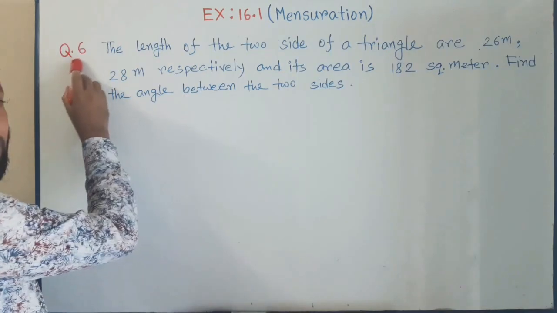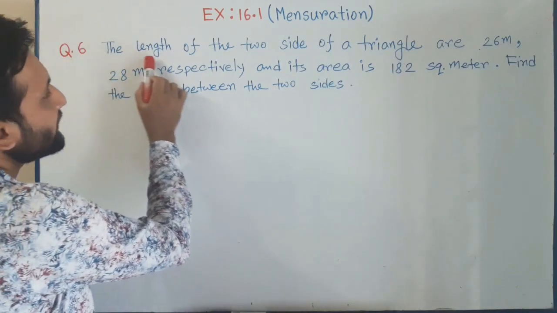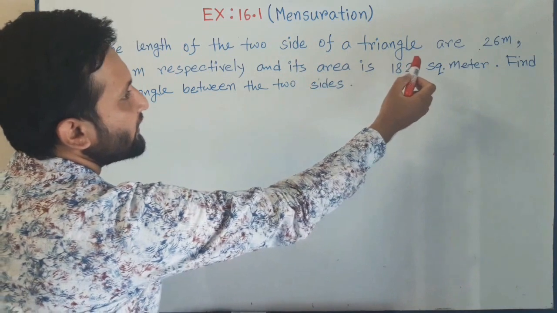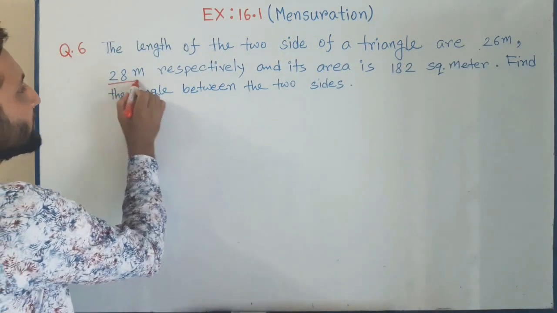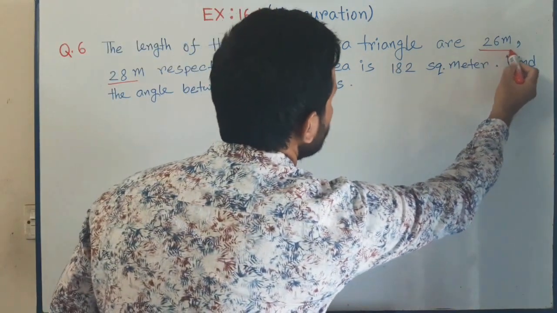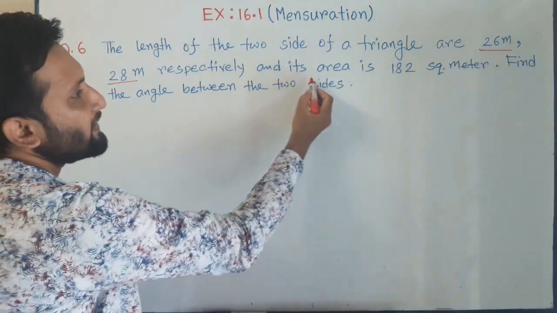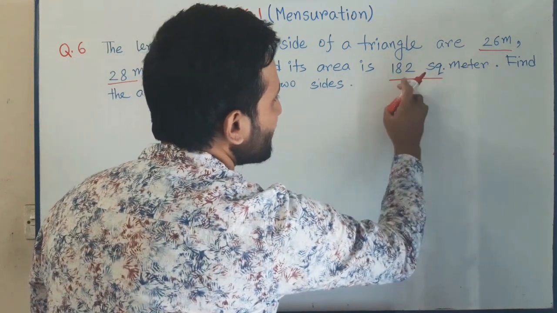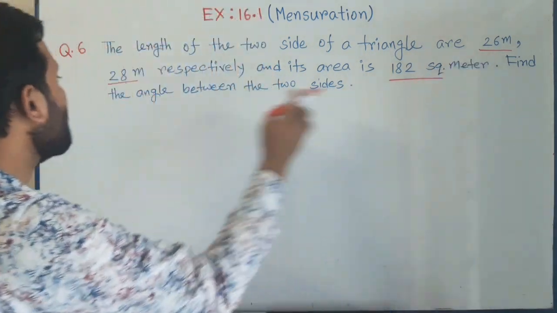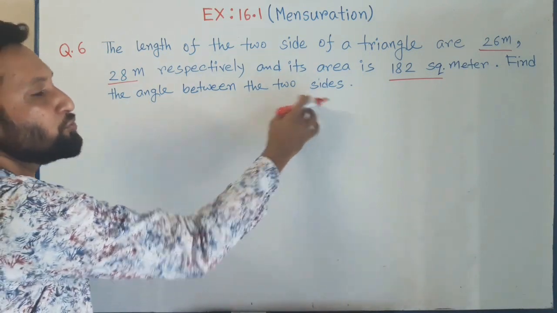Question number 6. The question is, the lengths of two sides of a triangle are 26 meter and 28 meter respectively. That means the lengths of two sides are given, and its area is 182 square meter. Find the angle between the two sides.